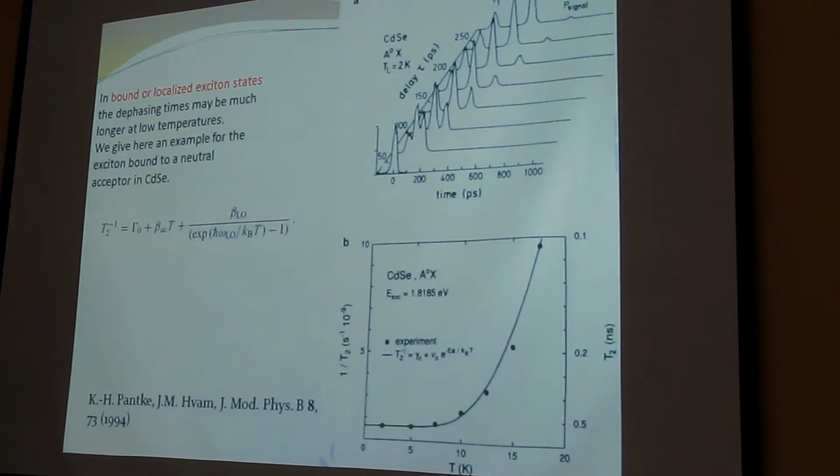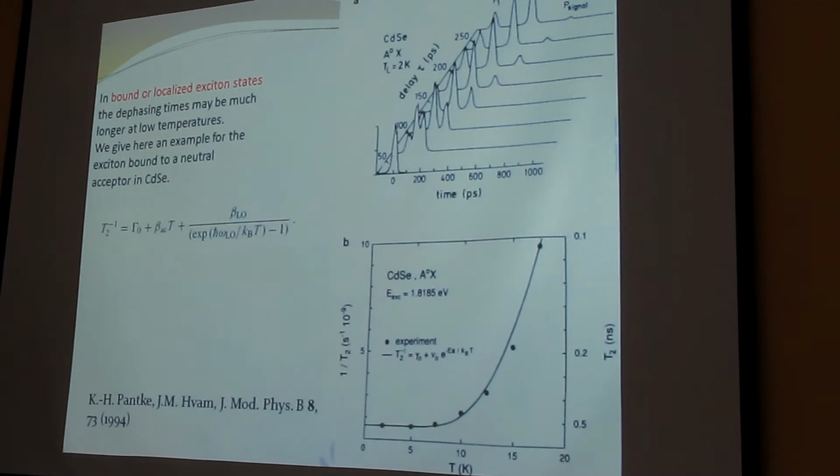Now, if you do not go to a free exciton, but to a bound exciton complex, here's the A0X, the exciton bound to a neutral acceptor. Here you see really the photon echo, the scattered light from the first pulse, the scattered light of the second pulse, and the photon echo. And for these localized states you have much longer dephasing times. You see here a dephasing time T2 of more than 500 picoseconds.